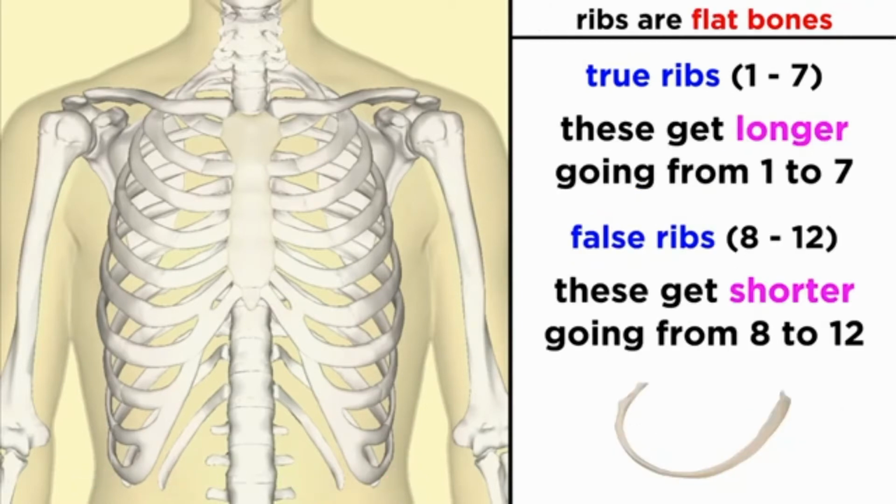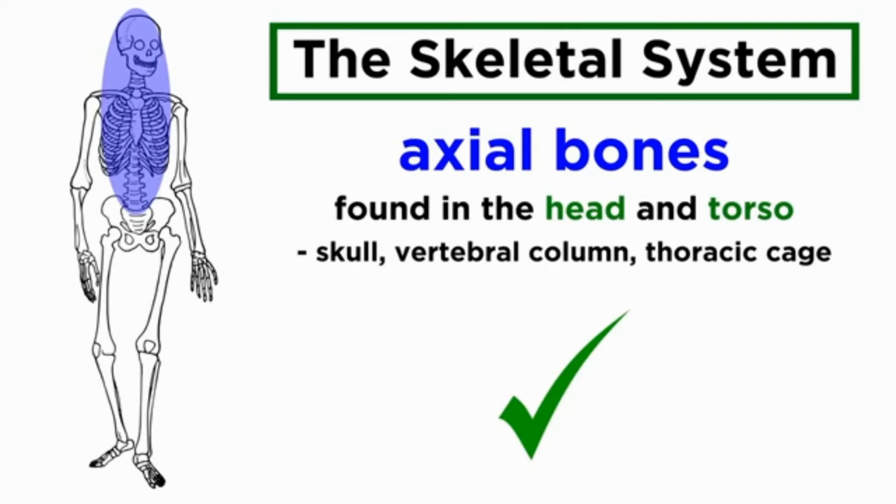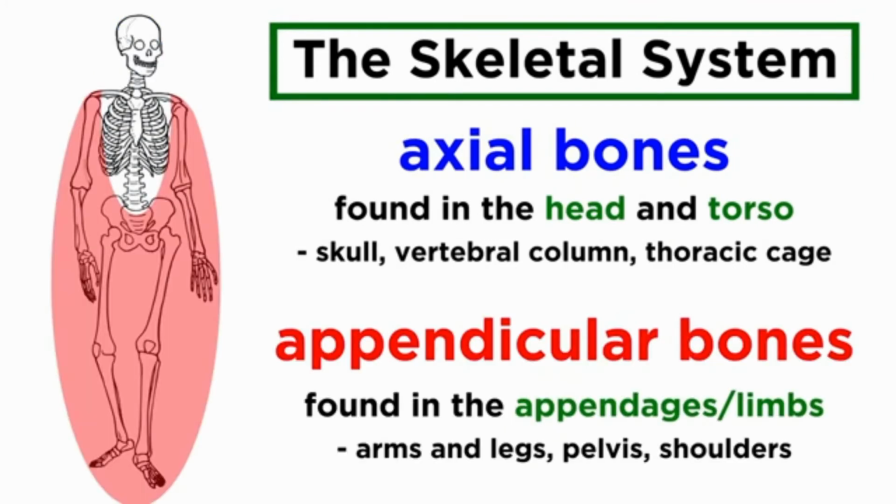Ribs are flat bones that get longer going from pair 1 to pair 7, and then shorter again from 8 to 12. With the axial skeleton complete, let's move on to the appendicular skeleton. While this is mainly just our limbs, there are other components to mention as well.